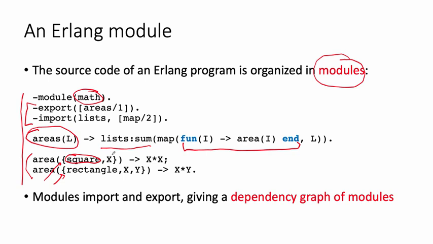So square is an atom, X represents a variable. You notice that Erlang also uses capital first letters to represent variable identifiers. This is a historical thing that comes from the Prolog language, which uses that convention. And you can import and export from the modules, and this gives you dependency graphs. So Erlang is basically a flat structure. We have a set of modules and modules that can depend on each other.